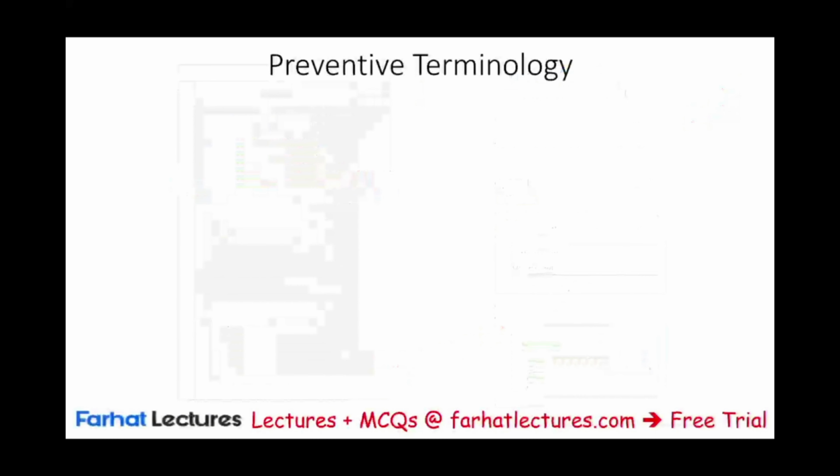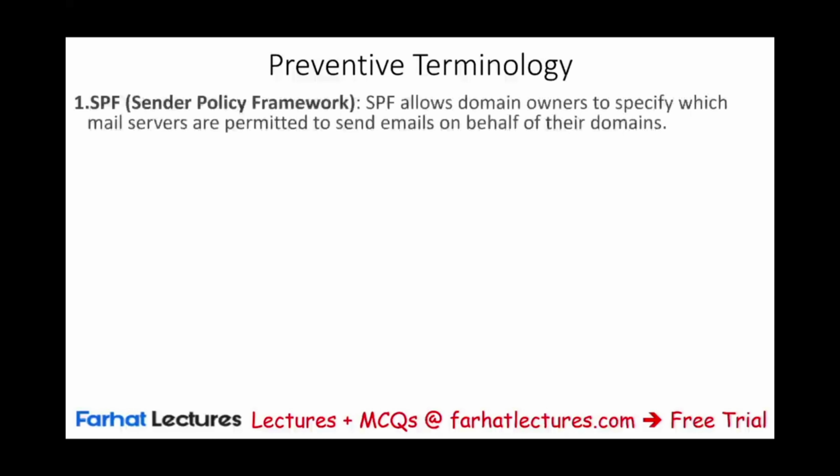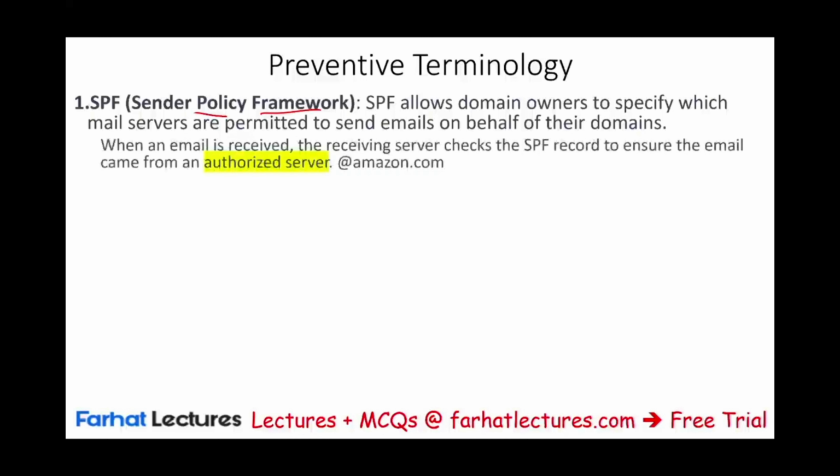There are 3 key terms or preventive measures that deal with protecting incoming emails, and the first one is called SPF, which is Sender Policy Framework, SPF. It allows domain owners to specify which mail servers are permitted to send email on behalf of their domain. So simply put, when an email is received, the receiving server checks the SPF, the Sender Policy Framework record, to ensure that email is coming from an authorized server.